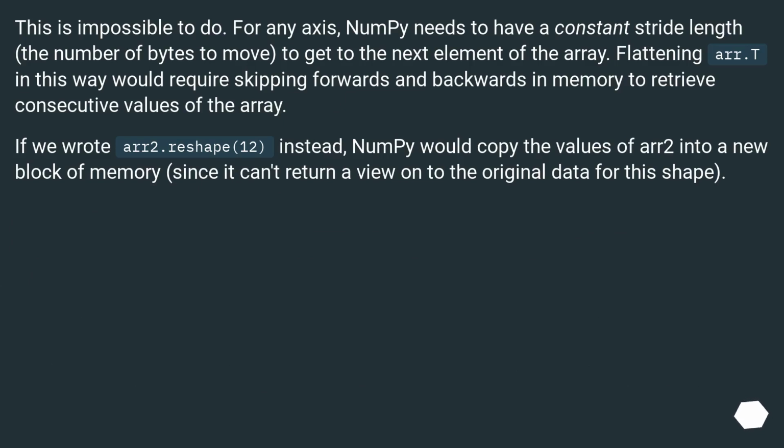For any axis, numpy needs to have a constant stride length, the number of bytes to move, to get to the next element of the array. Flattening r.T in this way would require skipping forwards and backwards in memory to retrieve consecutive values of the array. If we wrote r2.reshape(12) instead, numpy would copy the values of r2 into a new block of memory, since it can't return a view onto the original data for this shape.